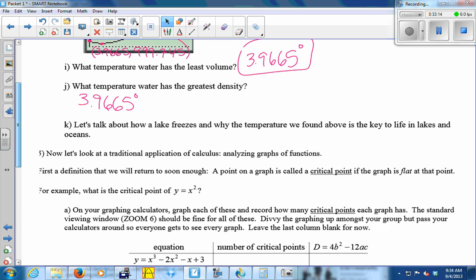All right, so we want to talk about how a lake freezes and why the temperature we found is the key to life in lakes and oceans. Now, if water at the bottom of a lake froze first because it's the coldest, it would just kill everything in the lake, right? And so the whole way that animal life and plant life survives in a lake over the winter is that it lives below the ice. It can still swim around and have a nice life waiting for the ice to melt, right? If it froze from the bottom, that would be disastrous. Nothing would be able to live in there.